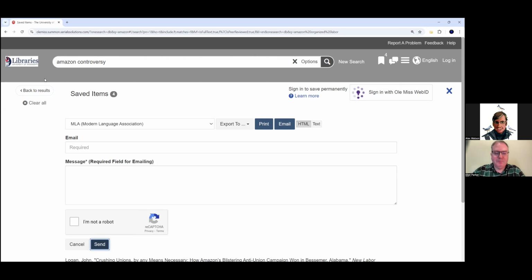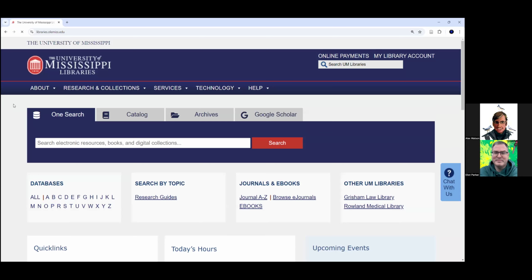So it's important to note, too, that your folder will expire eventually. The exact timing is going to depend on your cookie settings. So if you have anything in your folder, make sure to email it to yourself when you're done. We can use the library's logo to return to the home page. And what I'd like to do now is show you a couple of additional resources that we have available.